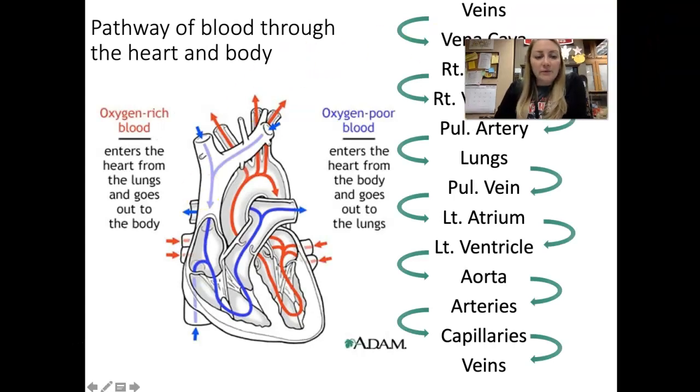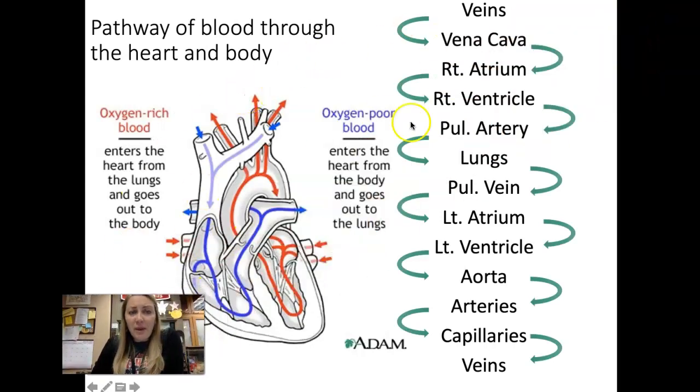Okay, so this is again reviewing the pathway of blood through your heart and body. So it's going through all your veins, right? It's coming back toward the heart. All those veins convene together in the vena cava. Then it goes to the right atrium. Between the right atrium and the right ventricle, it's going to go past the tricuspid valve. Then we get to the right ventricle. Then it's going to go past the pulmonary semilunar valve in order to get to the pulmonary artery. It splits into the right and left to get to the lungs.